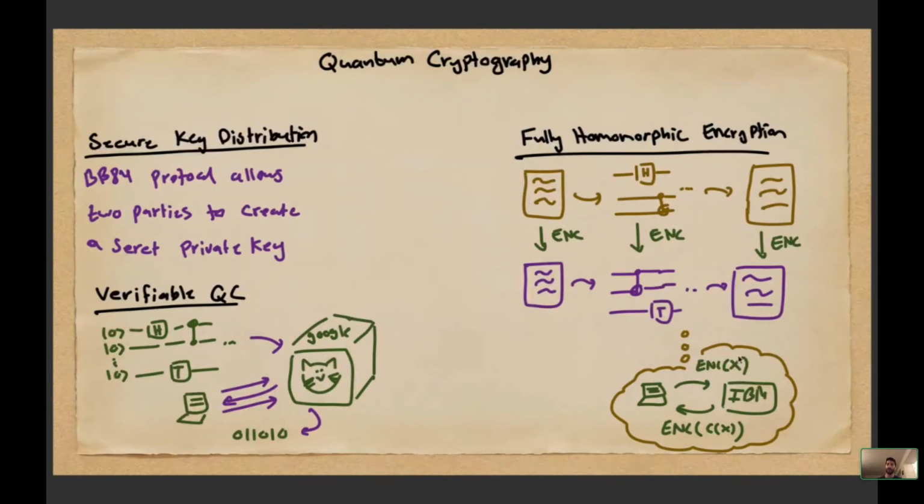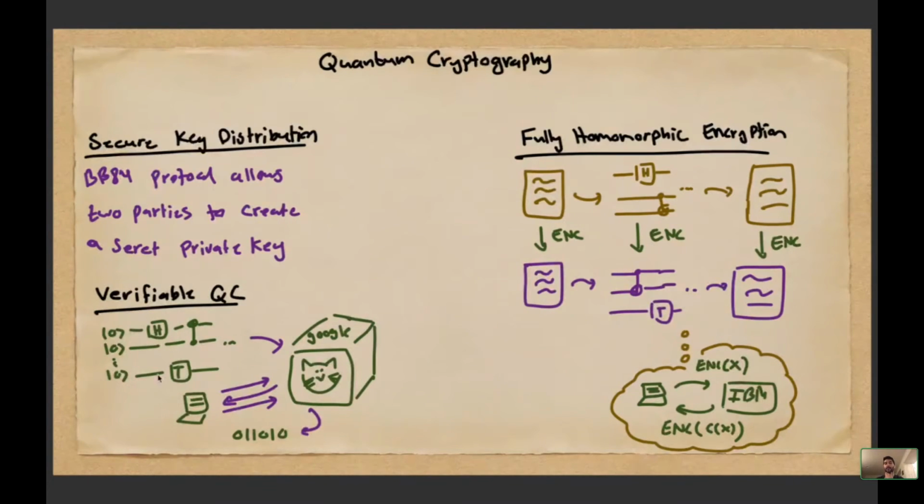So this cartoon image here shows it. I have some data, I encrypt it, I send it to IBM. IBM just applies a circuit on the encrypted data and then sends it back to me, and I decrypt that and I get the circuit on my original data. So it commutes the circuit and the encryption. It's actually a really cool application.